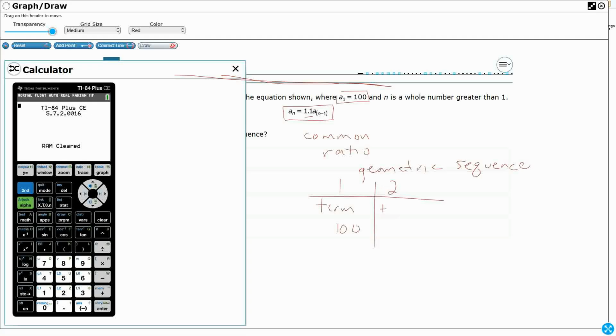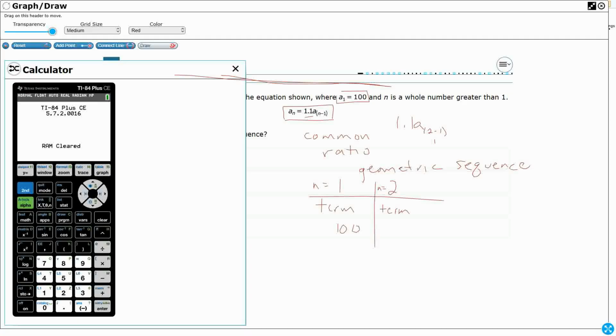And your second term is going to be, let's plug this in. Now it's the second term, right? We're going to do 1.1 times the previous term, so it's a sub n minus 1. So these are my n's: n equals 1, n equals 2. So what I need is a sub 2 minus 1, which is simply a sub 1. So what is a sub 1? Well, I've got it right there. It's 100.